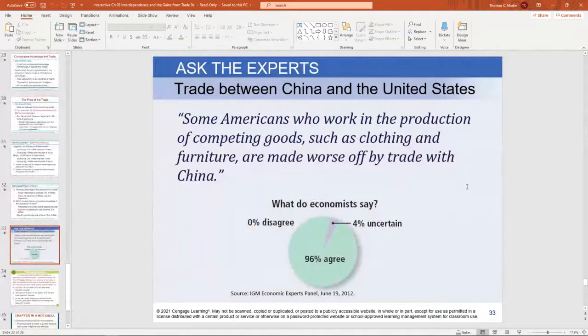Now, just like we looked at the example, the experts at the beginning of the chapter said most Americans benefited by trade with China. It was 100%. Now, on the reverse side, some Americans who work in the production of competing goods, such as clothing and furniture, are made worse off by trade with China. 99% agree. 96% agree. Now, 4% are probably saying that even though they don't have a job, the cost of the clothing and furniture they buy is cheaper. Excuse me, but I'm sure the individuals would much rather have the job than cheaper furniture and clothing.